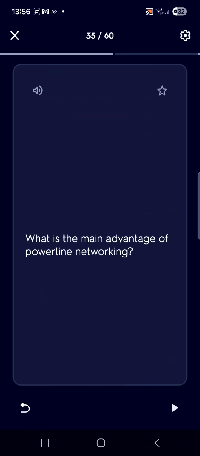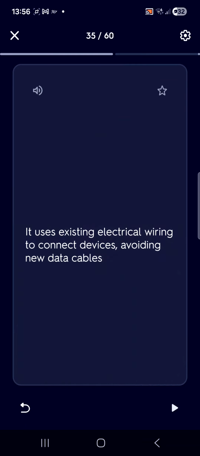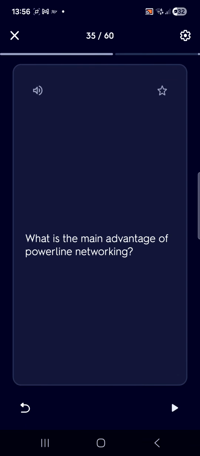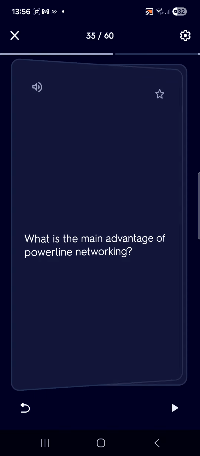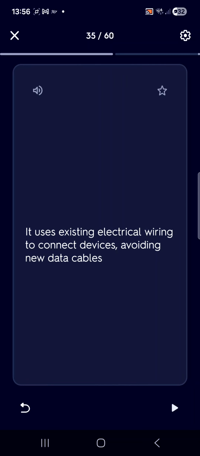What is the main advantage of power line networking? It uses existing electrical wiring to connect devices, avoiding new data cables.